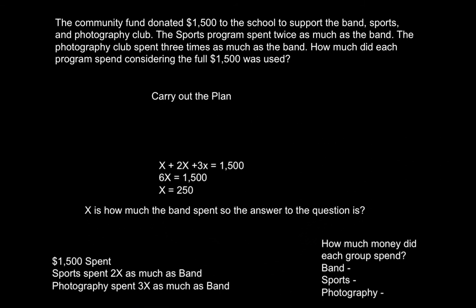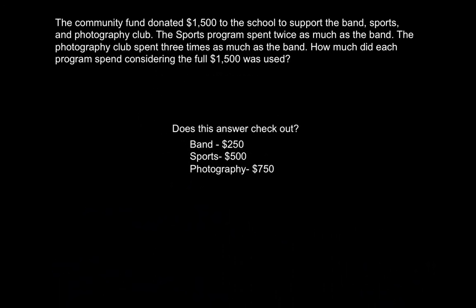And then you have to know what you just figured out. You figured out X and you had assigned X values to each one. But this doesn't answer the question. The actual answer to the question is obviously that the band spent $250, the sports program $500, and the photography program $750. You always should check your answer. So does it make sense? Does it add up? Yes, it does.